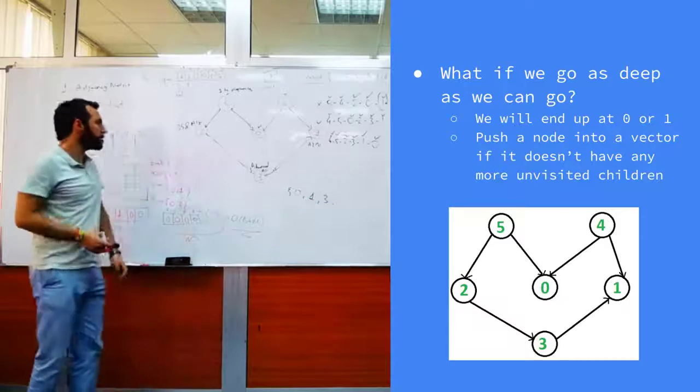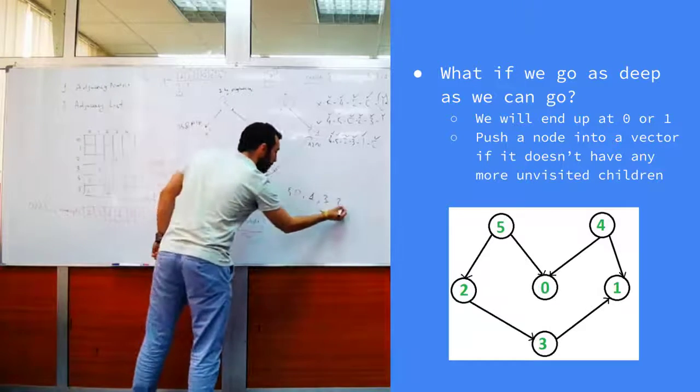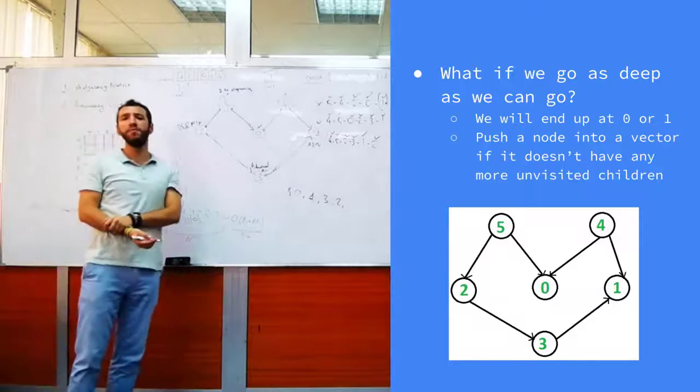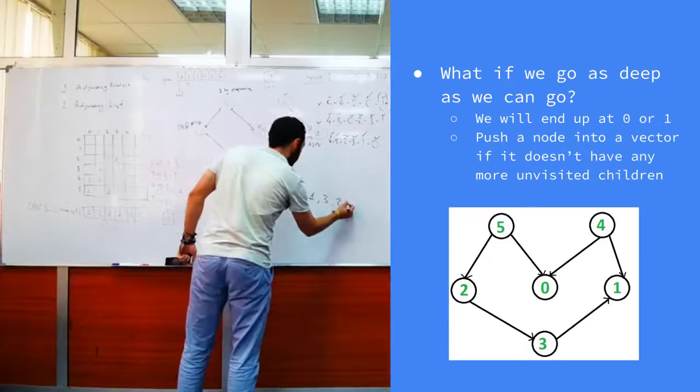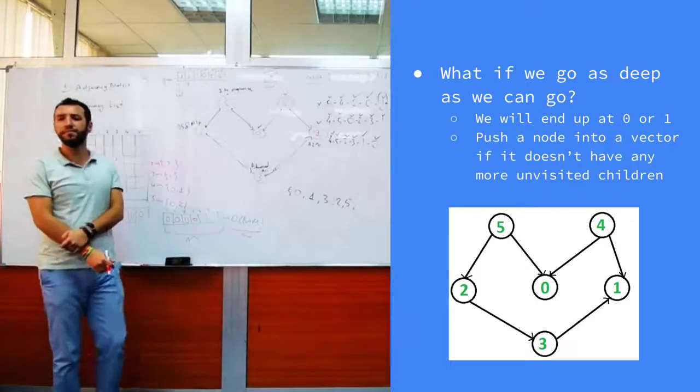And 3 is going to backtrack to 2. Is this the case for 2 as well? I add 2 to the list as well. And 2 is going to backtrack to 5. Is this the case for 5? Yes. And I will continue finding a node that is not visited.